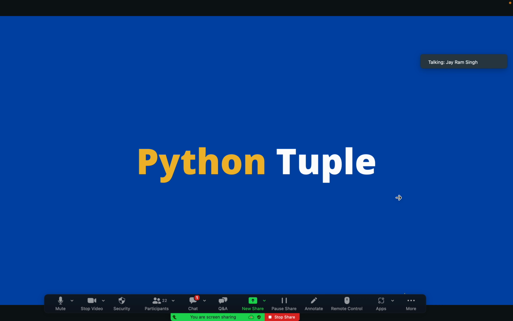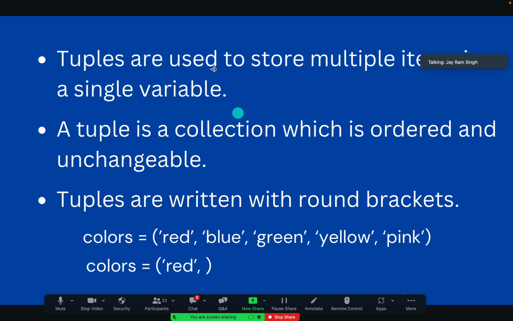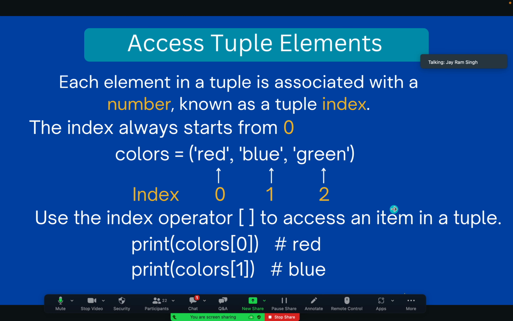Now tuple. We are clear about list, tuple. So tuple is also used to hold multiple items in a single variable. This is ordered and unchangeable. The difference between list and tuple is that in the list you are able to change the value. But if you try to change the value in tuple, you are not able to do that. It's always held in round brackets. If you're creating a tuple with a single value, you have to put this comma, or it will give an error. So this is the tuple.